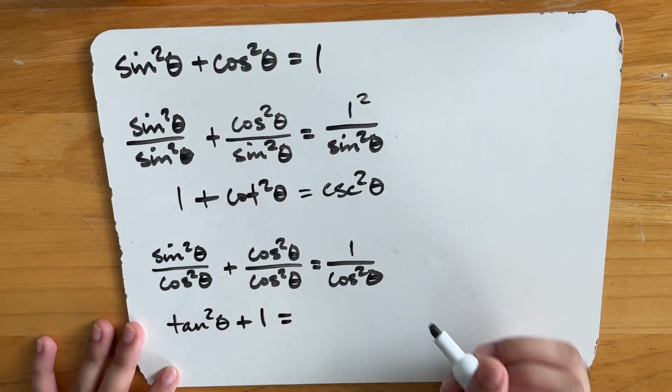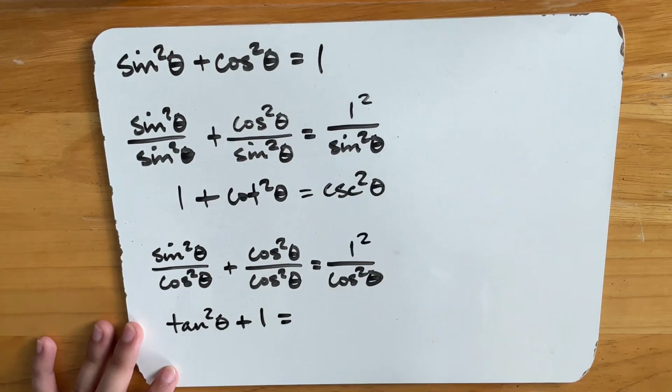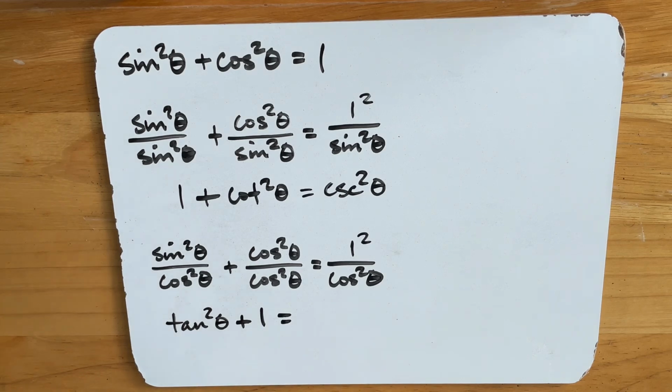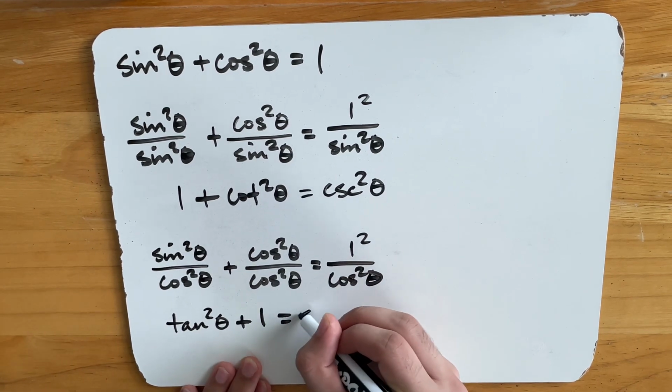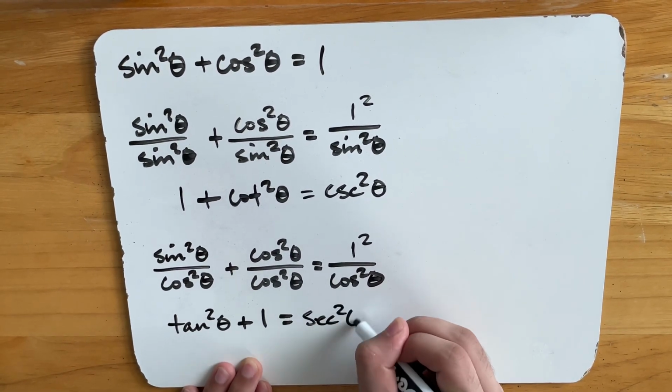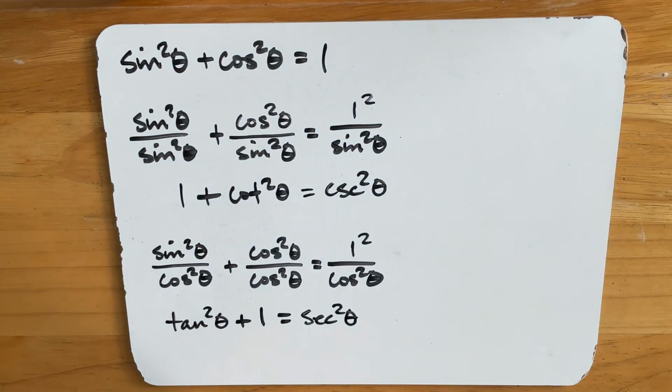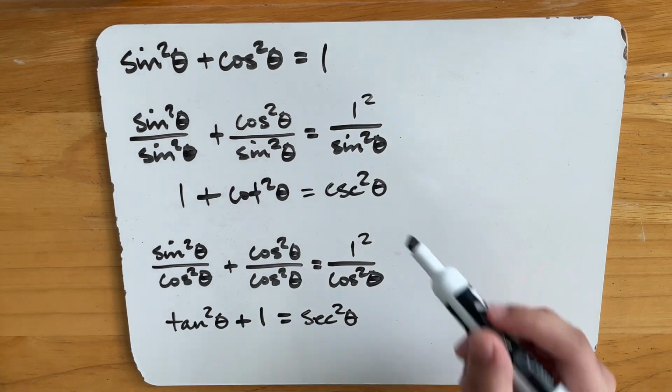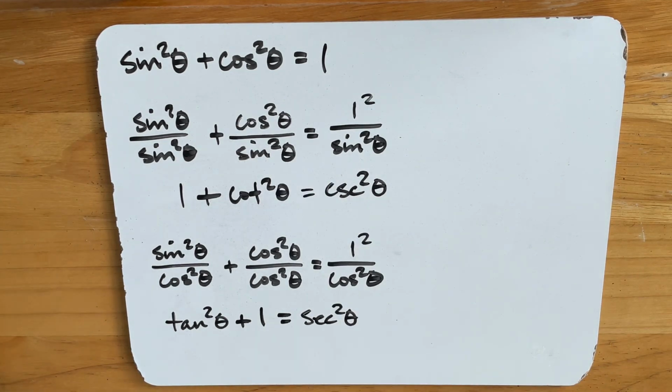If you want to do the mathematical way, technically it's 1 squared over cosine squared theta. Bring the exponent on the outside, and we know 1 over cosine theta is secant theta, so we have secant squared theta. So ultimately we get tan squared theta plus 1 equals secant squared theta. So these are our other two Pythagorean identities that we just derived.